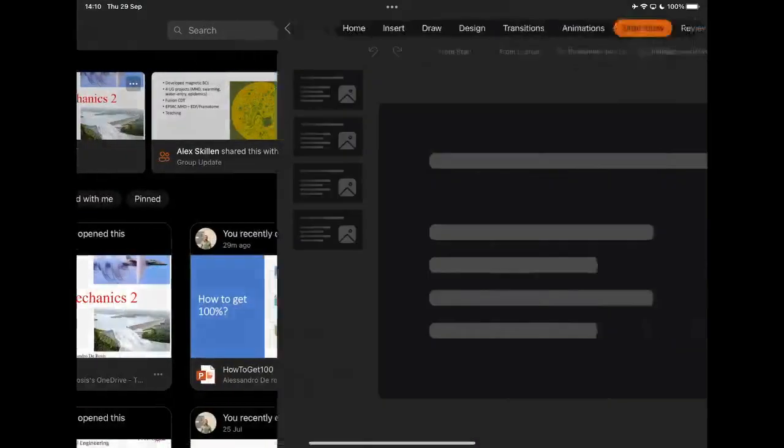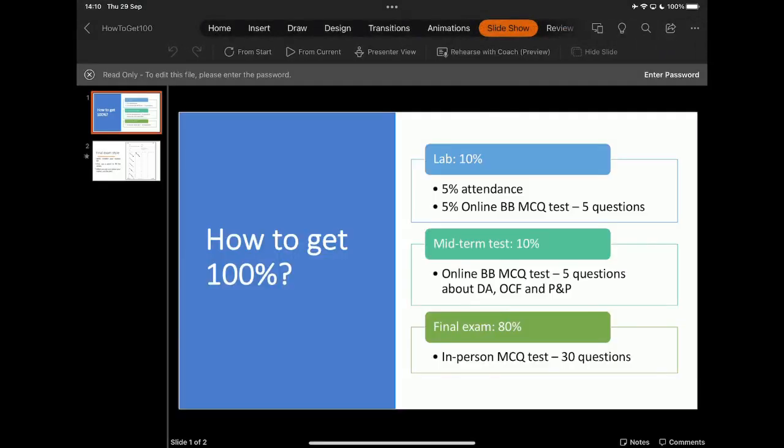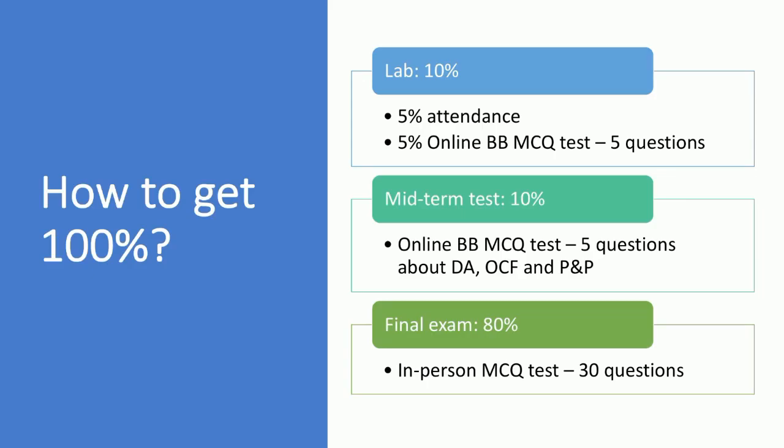Last year, students complained a bit about the fact that it was not so clear what they were expected to do at the exam. For this reason, during the lectures, I will underline every time there is something very significant, very important for the exam. Here is how to get 100% of marks.